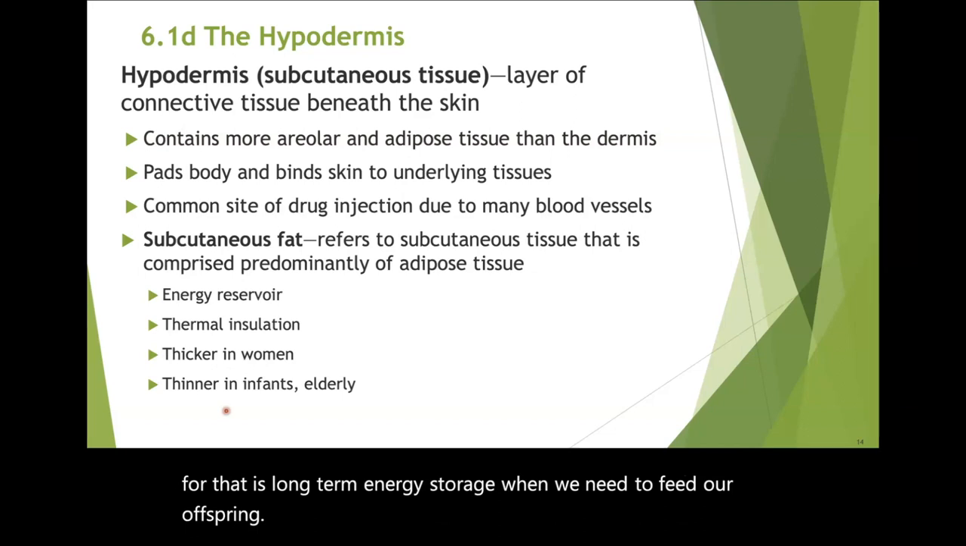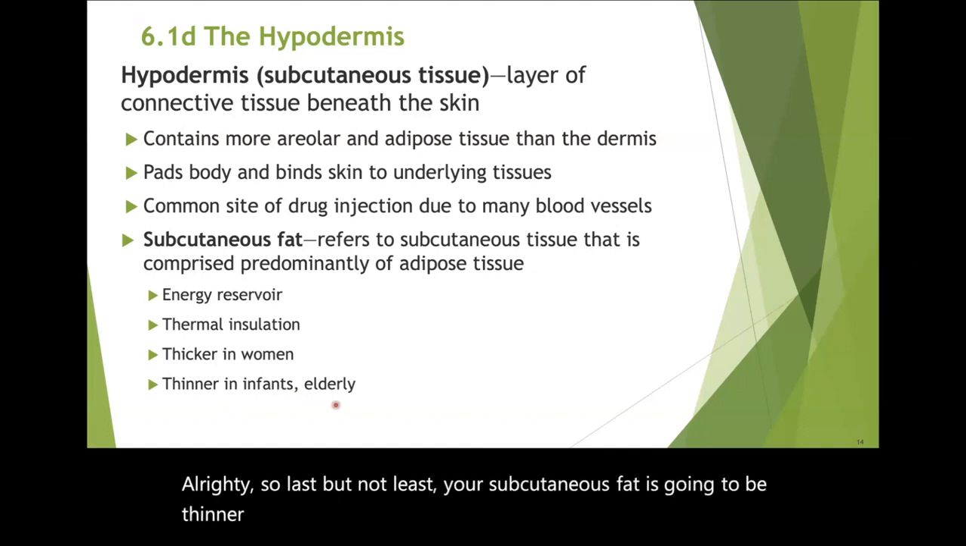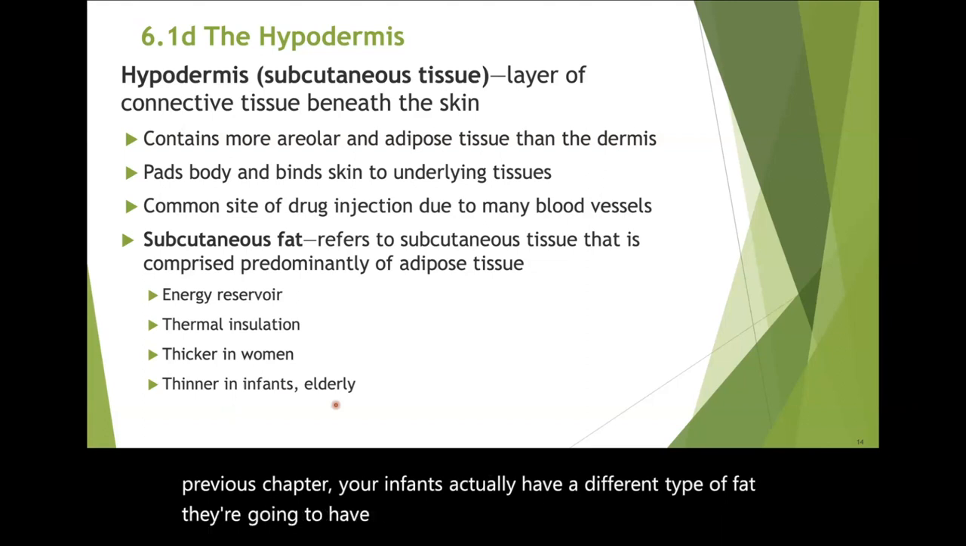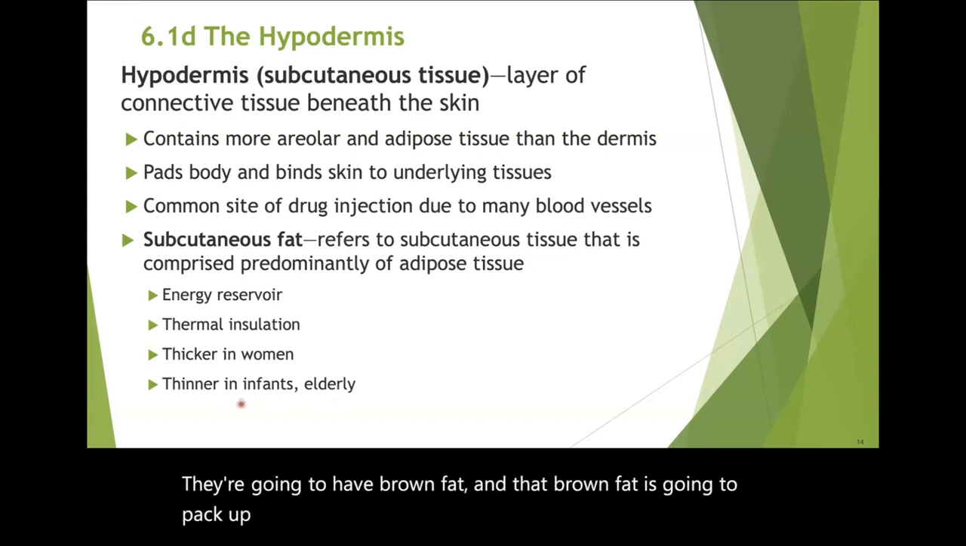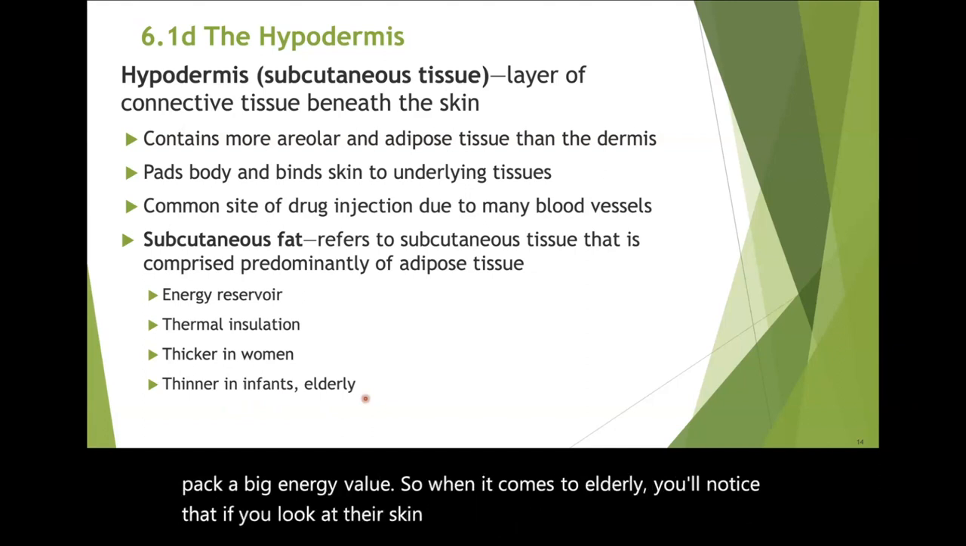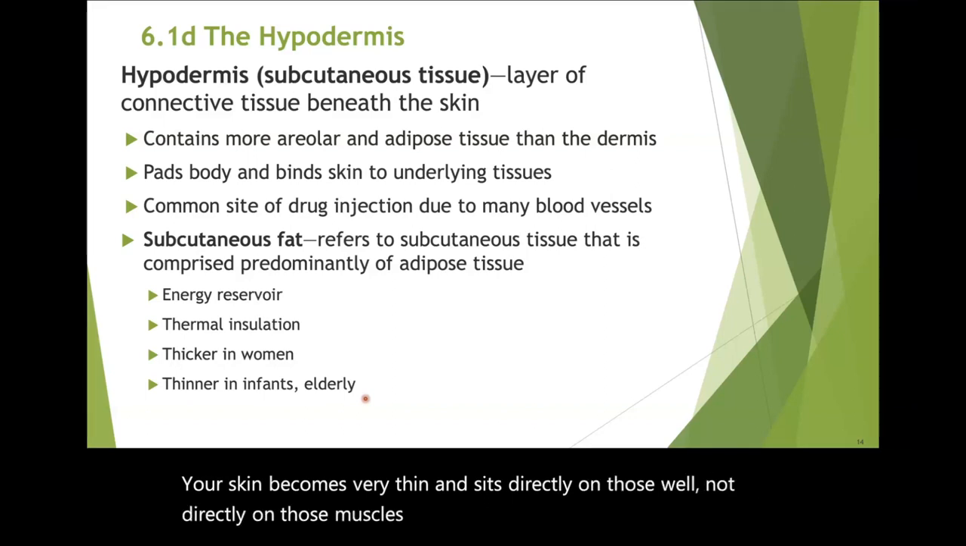Alrighty, so last but not least, your subcutaneous fat is going to be thinner in your infants and your elderly. But if you recall from previous chapter, your infants actually have a different type of fat. They're going to have brown fat, and that brown fat is going to pack a big energy value. So when it comes to elderly, you'll notice that if you look at their skin, they don't have a lot of subcutaneous fat. Their skin becomes very thin and sits directly on those, well, not directly on those muscles, but appearance of directly on those muscles.